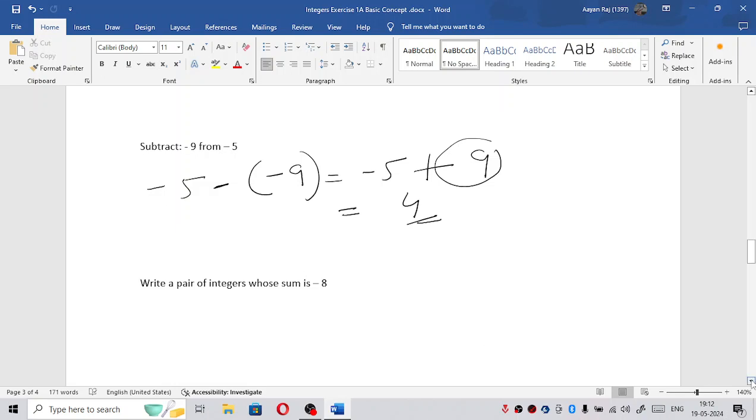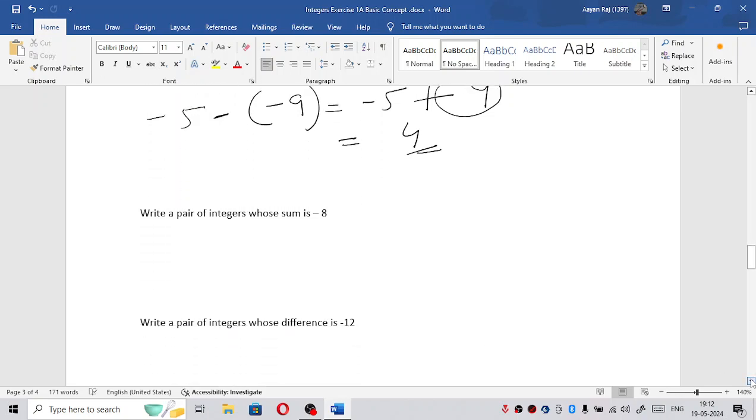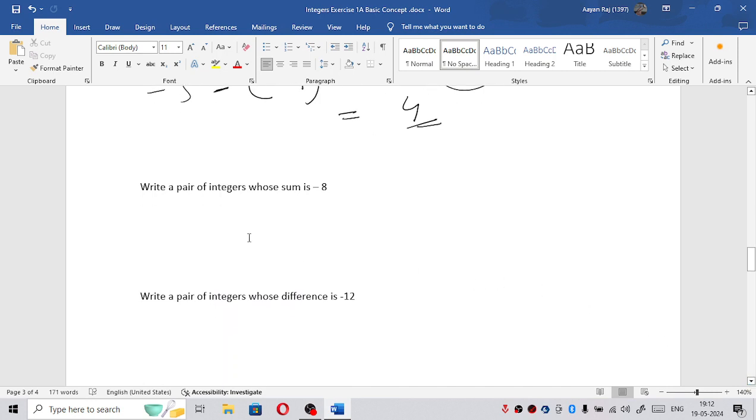Okay, let's see. Write a pair of integers whose sum is minus 8.